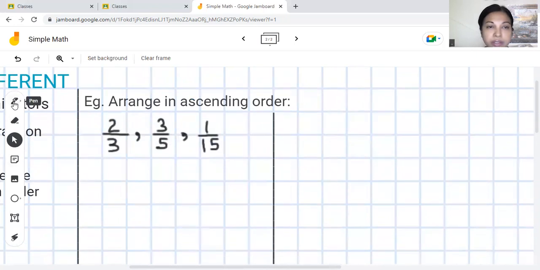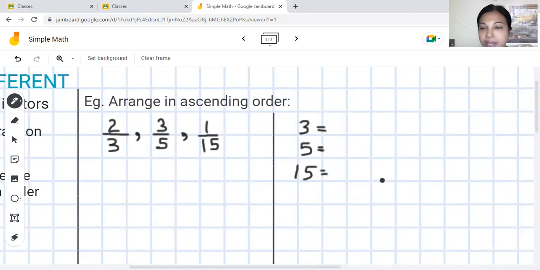So to find the LCM of our denominators, we are going to list the multiples. So we have 3, which is our first denominator. We have 5. And then we have 15. So I'm going to list the first 4 multiples of each one of these. Depending on the multiples, I'm going to decide if I need to list more or need to list less.